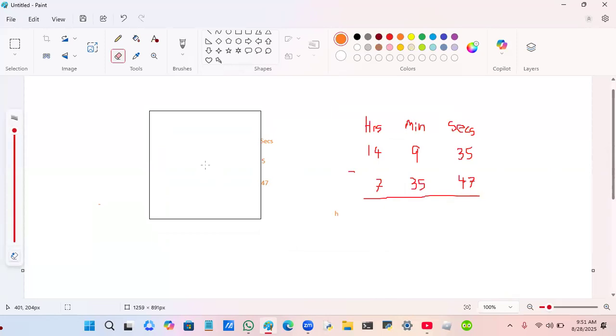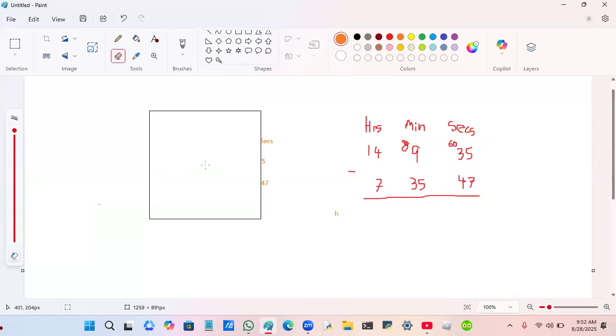So now 35 cannot minus 47, and I want to borrow one from 9. So 1 minute from 9, when I borrow 1 minute from 9, it will become 8 minutes. Now, since it has become 8 minutes, that 1 minute I borrowed is actually what? 60 seconds. So that means what I really have here is 60 plus 35 seconds. So what I really have now is what? 95 seconds.